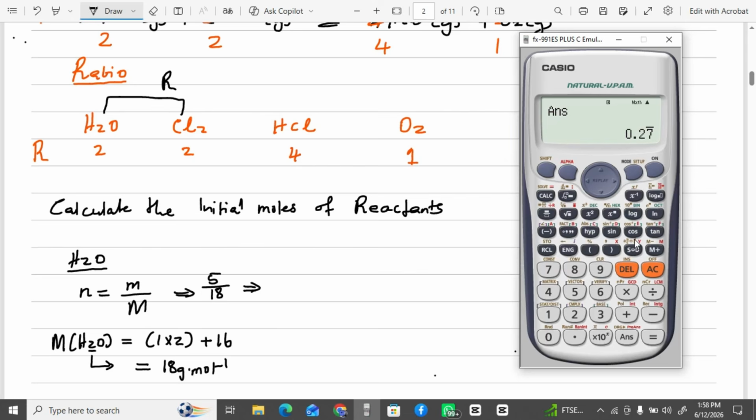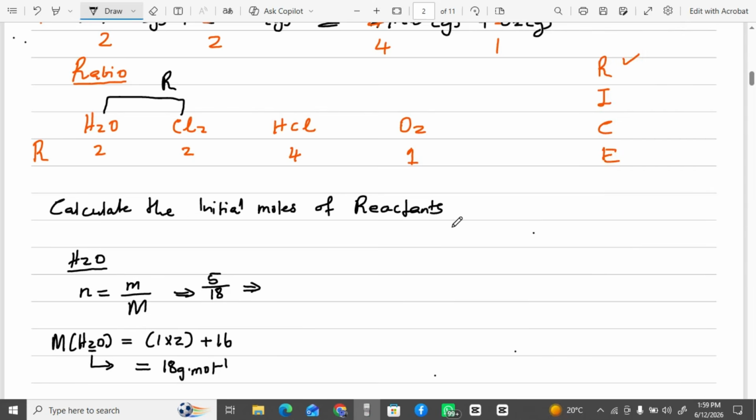Okay, let me just use a different calculator on my side. 5 divided by 18, that's 0.27. The line that you see on top tells you that the 7 is recurring. So when I round it off, I get my number of moles for water is 0.28. So this will be 0.28 mole. Right. So this was the first thing: you calculate the initial moles of the reactants.